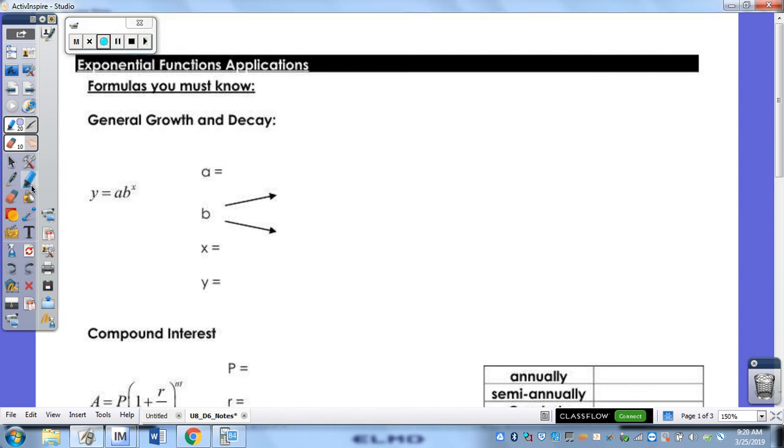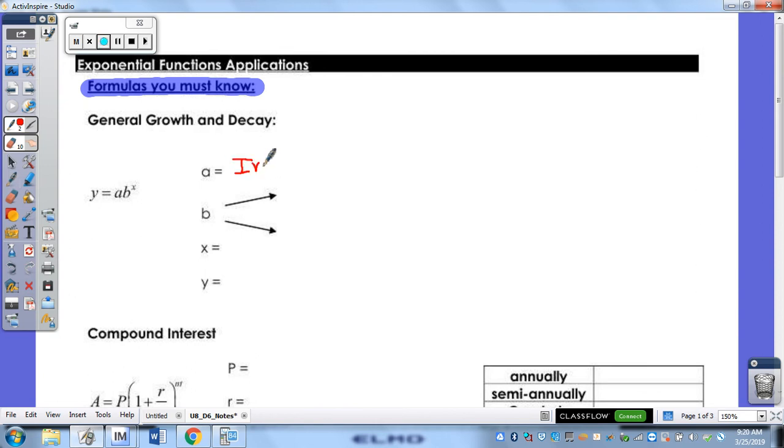All right, so as I said, we are talking word problems today. So we have three formulas that you must know, so you got to memorize these three formulas. The first one hopefully is familiar. We taught you this one back in 9th grade, y equals a times b to the x.